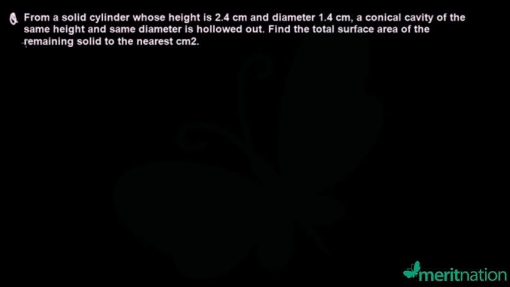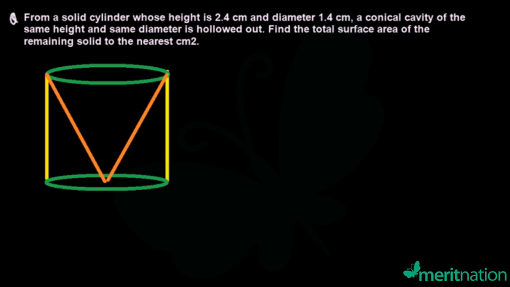Hi guys, in the given question it's been said that from a solid cylinder whose height is 2.4 centimeters and diameter is 1.4 centimeters, a conical cavity of the same height and same diameter is hollowed out. We have to find the total surface area of the remaining solid. So if you look at the figure, it would look like something like this.